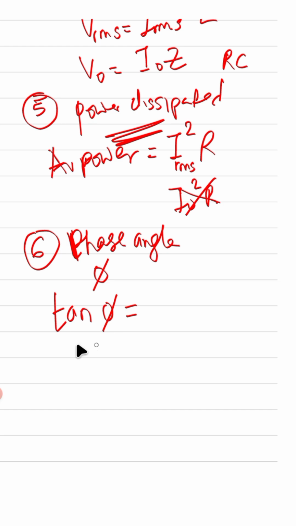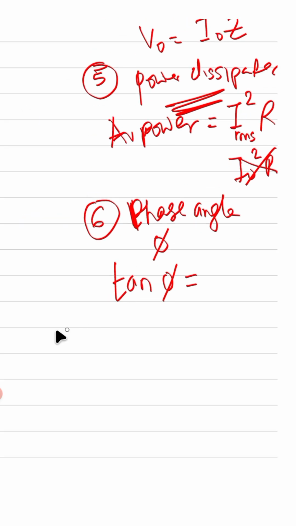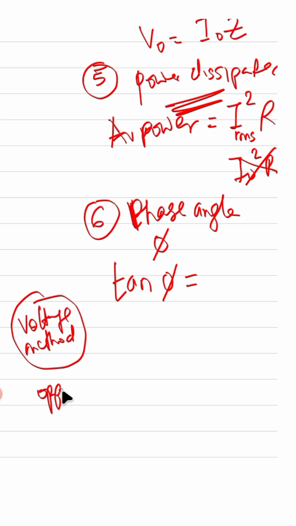Now you can get this phase angle using two methods. You can get it with the voltage method, which is the easy way to remember it. And there's one they call the opposition method. If you're using the voltage method, what do you have in this circuit? You have the capacitor, VC, and R.